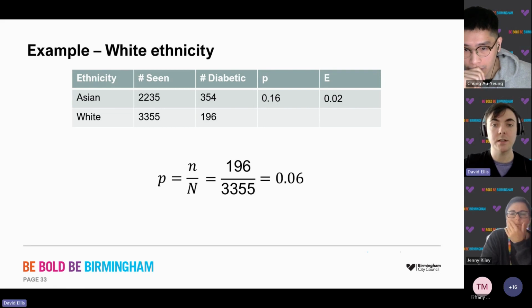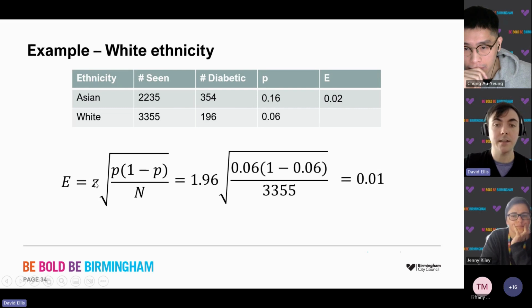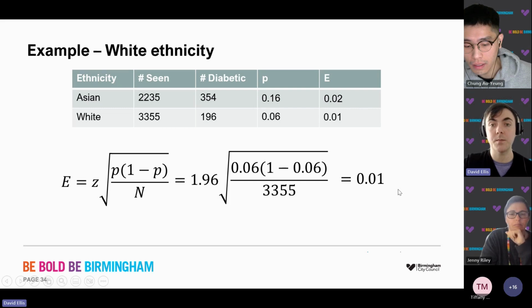We go through the same process for our white patients. So calculate the proportion: 196 people found to be diabetic divided by 3,355. A proportion of about 0.06, so it's much lower. And then we calculate our uncertainty. And here we see that the number of people that attended a health check is quite a bit larger than the Asian patients. And so our uncertainty ends up being a little bit smaller because we're dividing now by a larger number of people. We see that the uncertainty estimate is decreased. So you can do the mental math to determine whether these overlap.